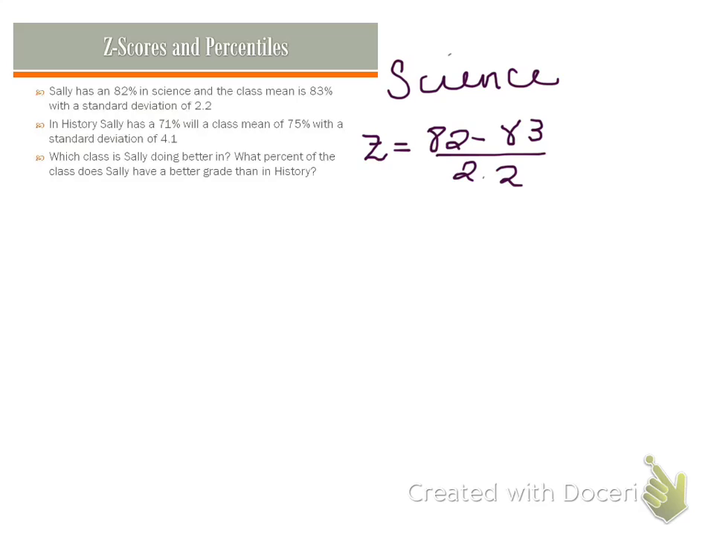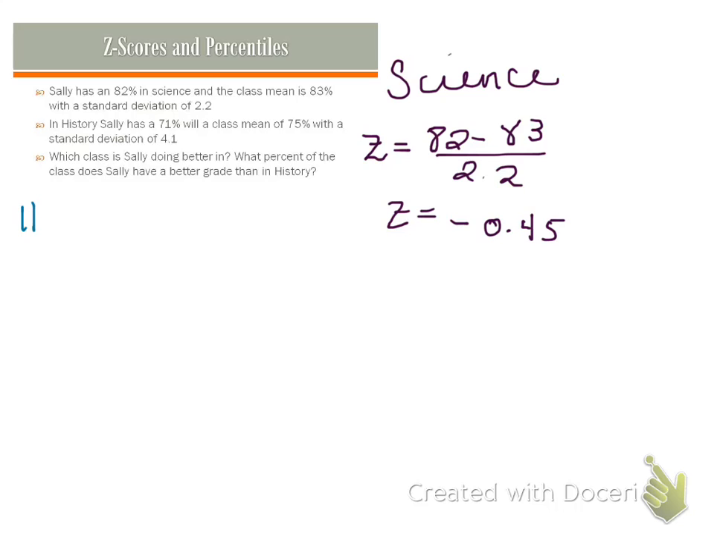Okay, Z-scores. So when you're looking at Sally's science scores, her score is an 82%. The class mean, or the class average, is an 83%. So you do your x value minus the mean, so 82 minus 83, and then you divide it by the standard deviation of 2.2. So her z-score is negative 0.45.